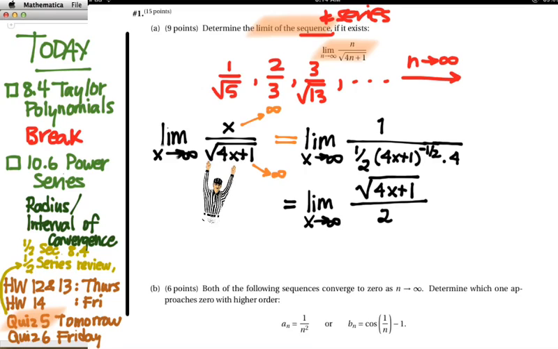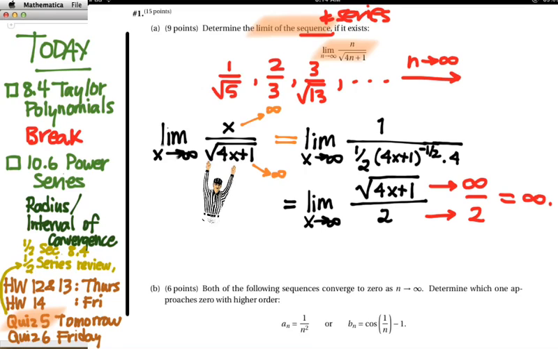Now what's happening to this limit as n tends to infinity? Yes, it does. Infinity in the numerator, 2 in the denominator. So this sequence, as n tends to infinity, also tends to infinity.